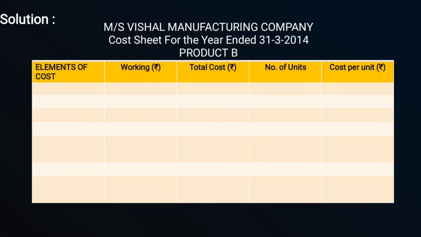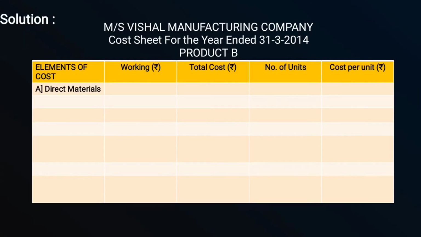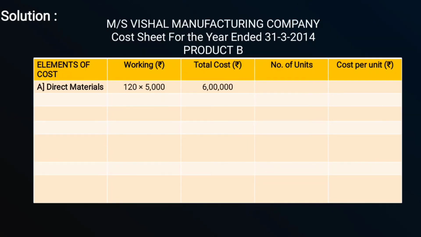Now let us start preparing cost sheet for product B. So direct material per unit for product B is given as 120 and units are given as 5,000 for product B. So we'll record it in cost sheet for product B. Part A, direct materials. Working will be 120 per unit into 5,000 units. So the total cost of direct materials is rupees 6 lakhs. Number of units is 5000 and cost per unit is 120 per unit.